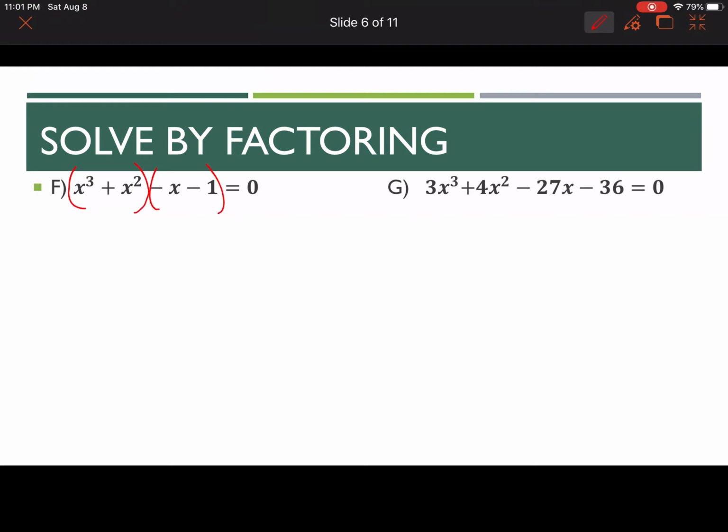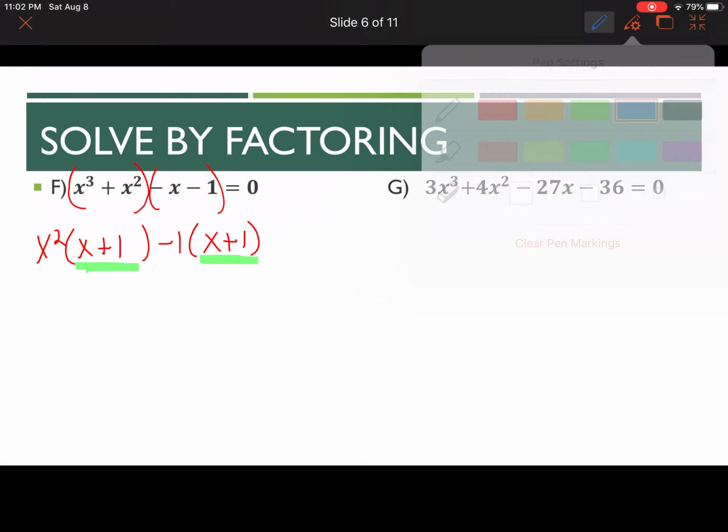When I look at my first group, what is the greatest common factor that I can take out of x cubed and x squared? And that is x squared. So when I take out an x squared, that means I'm dividing these two by x squared, and I'm left with an x plus 1. My second group has a GCF of -1. So I'm left with x plus 1. Now, what's really important here is that you recognize that these match. Okay? They have to match. If they don't match, that means we did not take out the correct factor.